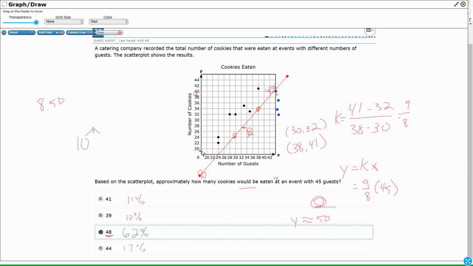This was pretty easy. In fact, this was our 10th easiest item on the test. So we did fairly well with that one.